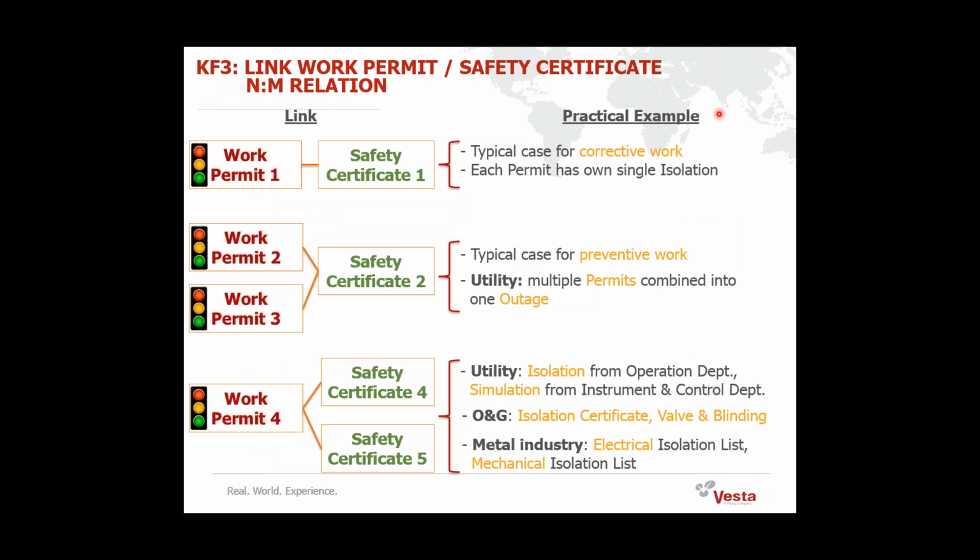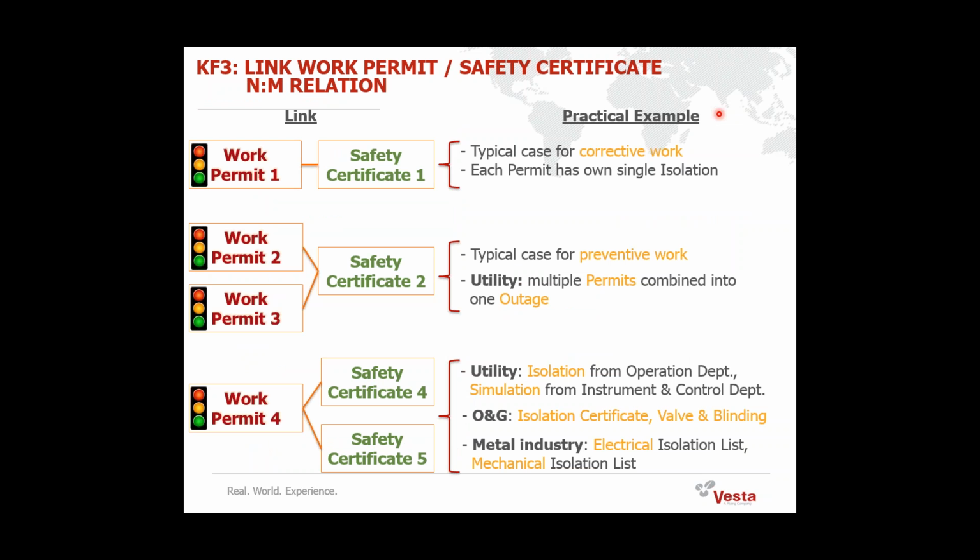Okay, then the next one is the linkage of work permits and safety certificates. This is possible to do with a many-to-many relation, but as you see, in the first example you can also do it by a one-to-one, typically done for corrective work, so each permit has its own single isolation. The second one is that you have multiple work permits and only one safety certificate.